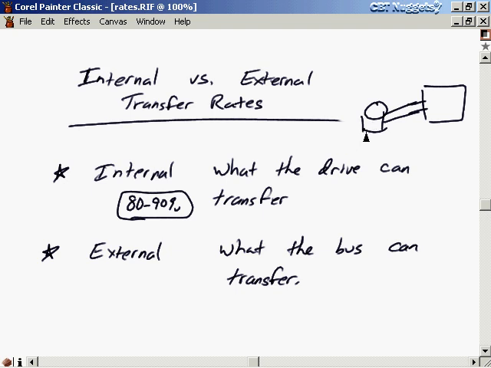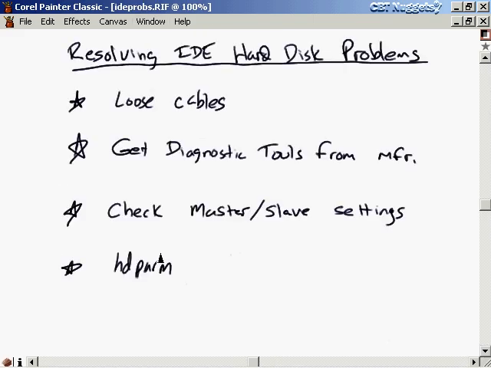It's what we call seek time. The files have to be found and then transferred, and they're not laid out perfectly all the time in practice. So that's why you'll only see like 80 to 90% of the internal transfer rate. Let's talk about what you can do if you run into problems with your IDE hard disk.